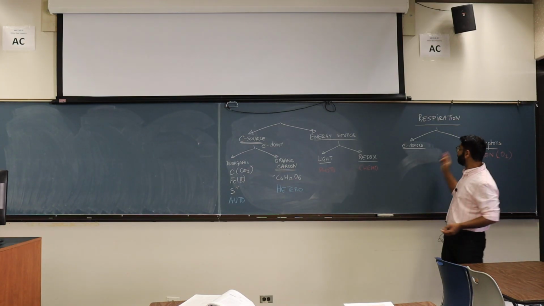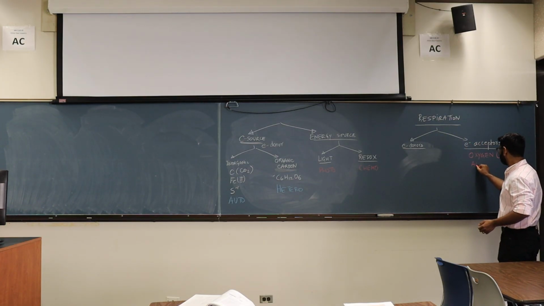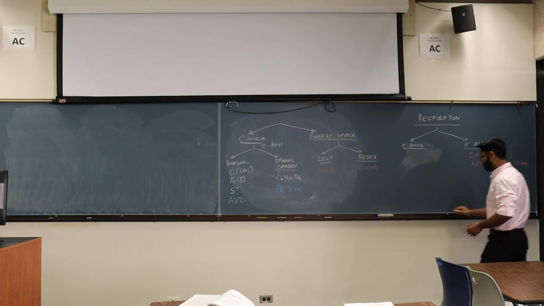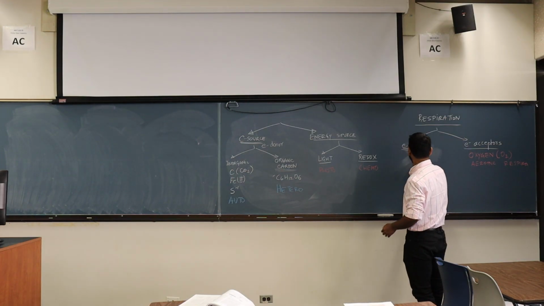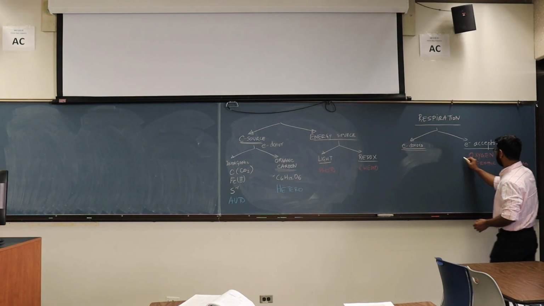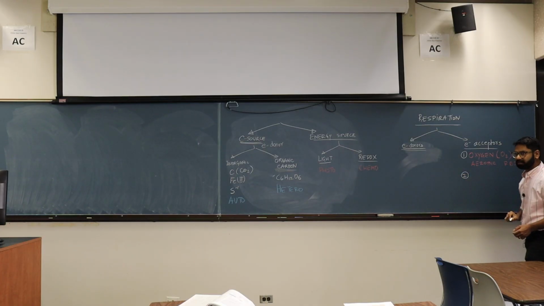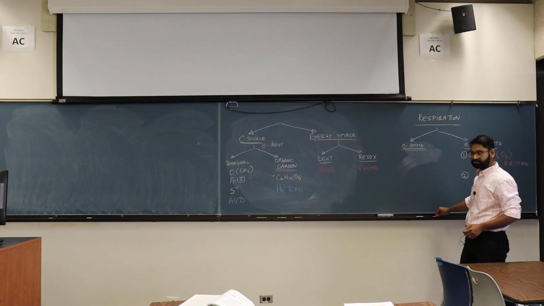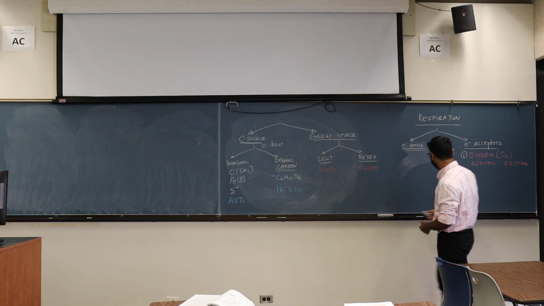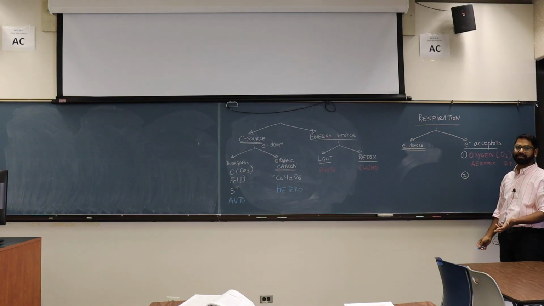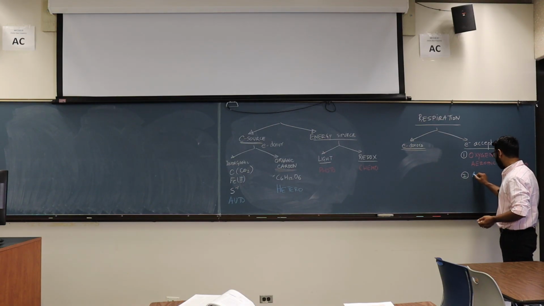And we will call this kind of respiration aerobic respiration. So this is one. We could also have anaerobic respiration, correct? In which the electron acceptor becomes something other than oxygen. So this becomes anaerobic respiration.